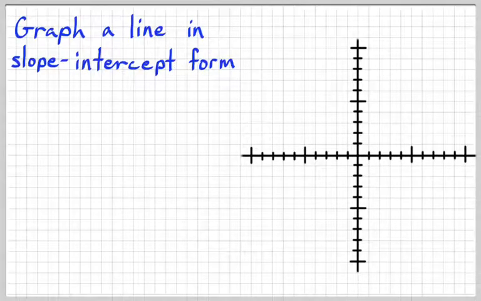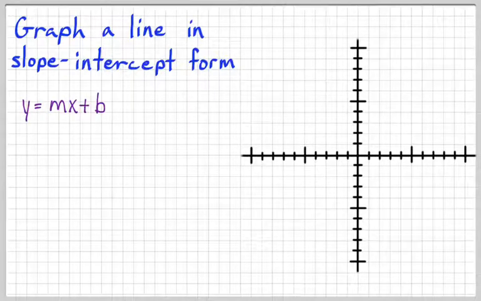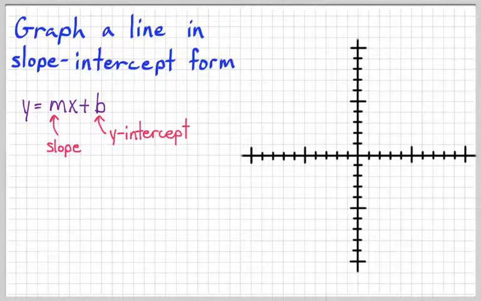In this lesson, we'll talk about how to graph a line in slope-intercept form. Slope-intercept form has the equation solved for y, and then on the right side there will be an x term and a constant. The coefficient of the x term that I have here as m is the slope every time, and the y-intercept is the b. So every time you see y equals x term plus constant, the coefficient is the slope and the constant is the y-intercept. That makes these really easy to graph.